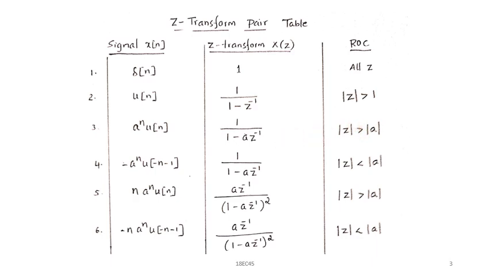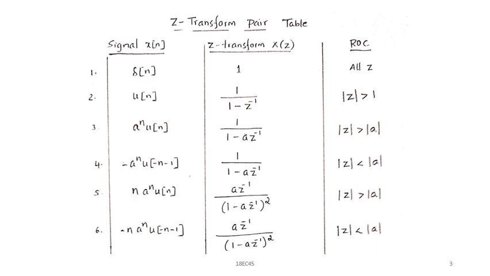Similarly, for a left-sided sequence, it is given by minus a to the power n u of minus n minus 1, and its Z transform is given by 1 by 1 minus a z inverse. And the ROC will be given by mod z less than mod a. You know that the Z transforms of the right-sided sequence and the left-sided sequence are the same. By looking into the ROC, we'll decide whether it is a left-sided or right-sided sequence.